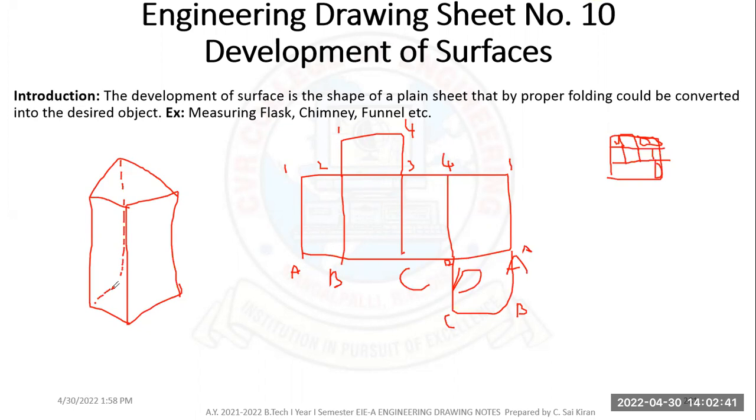Okay, so you can take a normal plain sheet, and with respect to the foldings, you can generate different shapes by the surface.